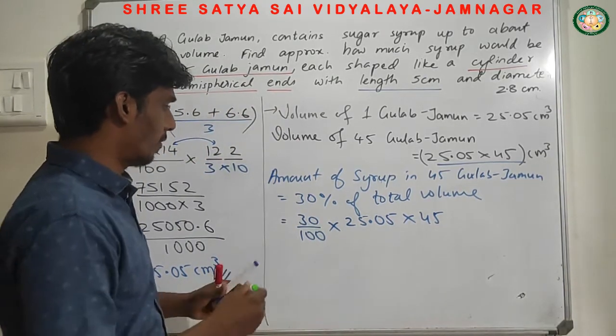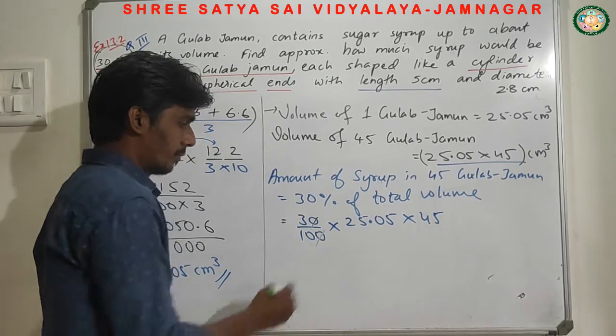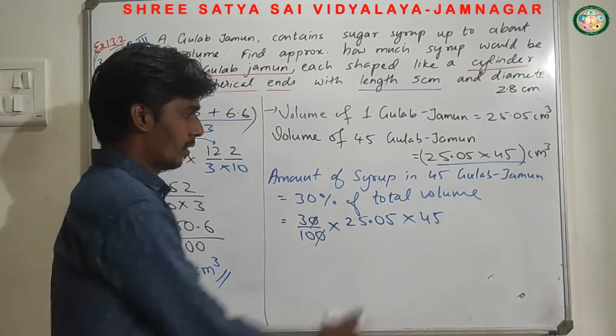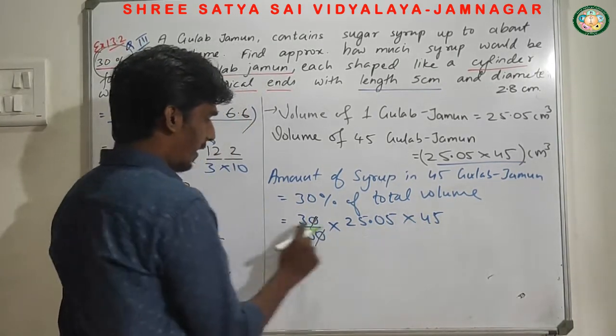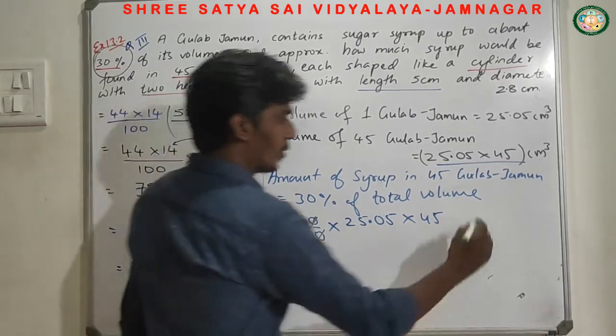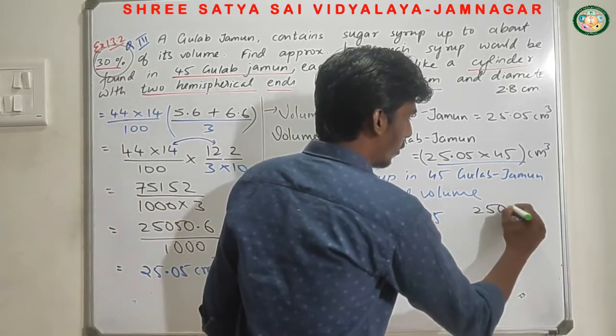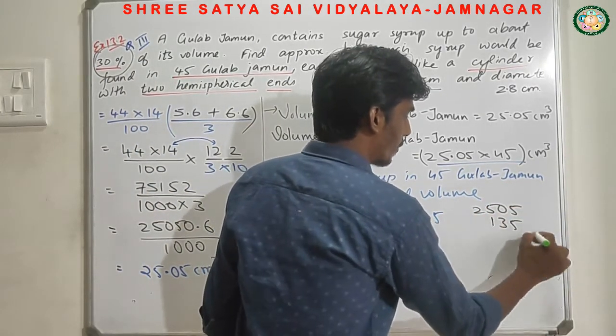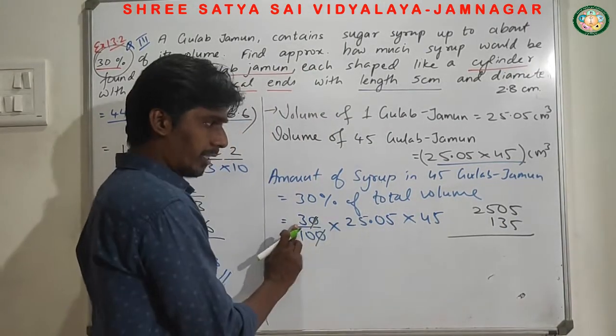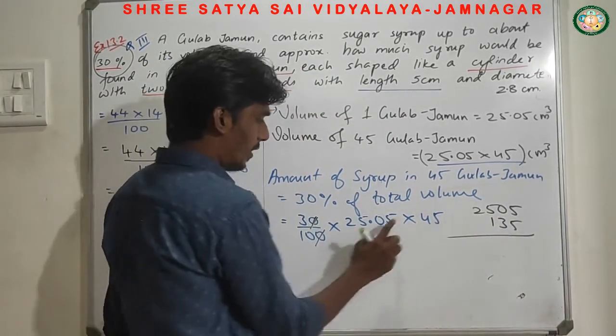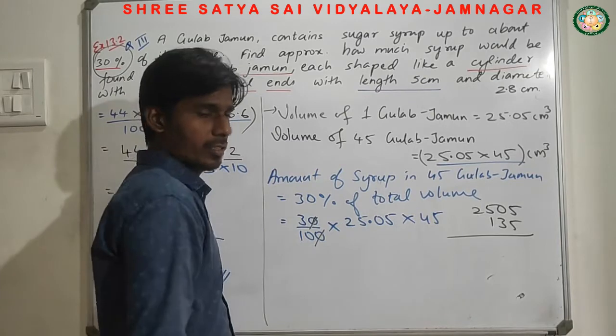Now what is the remaining part? We know how to cancel these two. The 0, 0 get cancelled. So it's 45 into 3, it's 135. So I have to multiply 2505 into 135. 45 into 3, it's 135. Now this 135 into 2505.